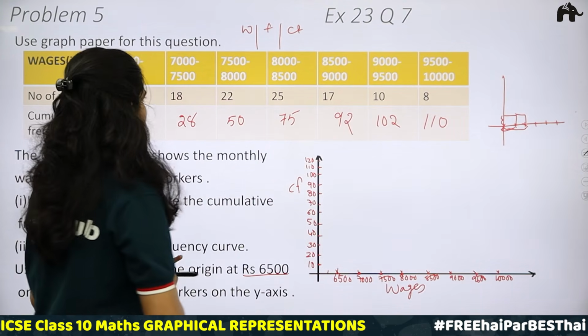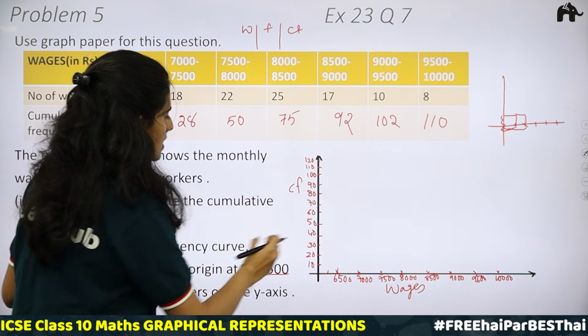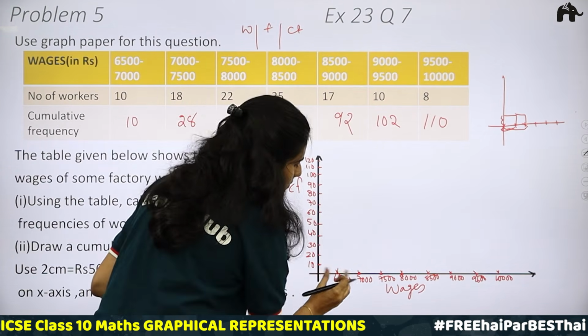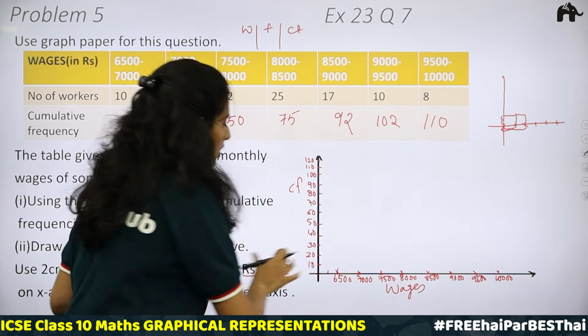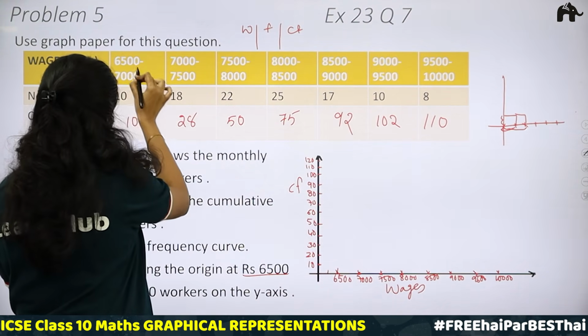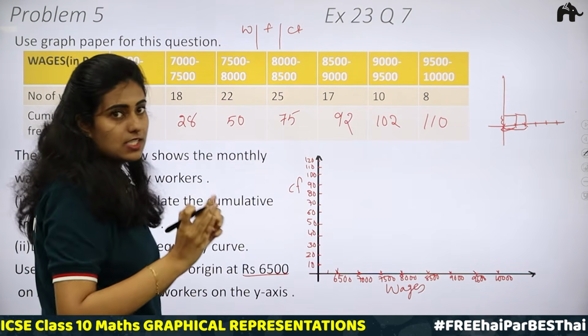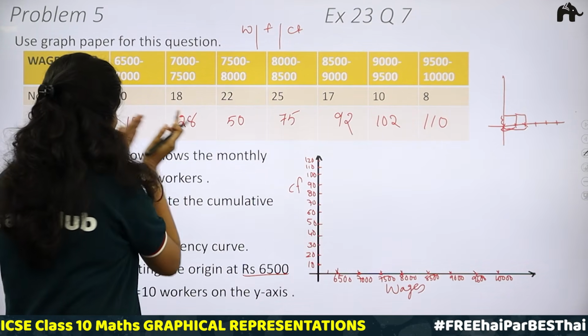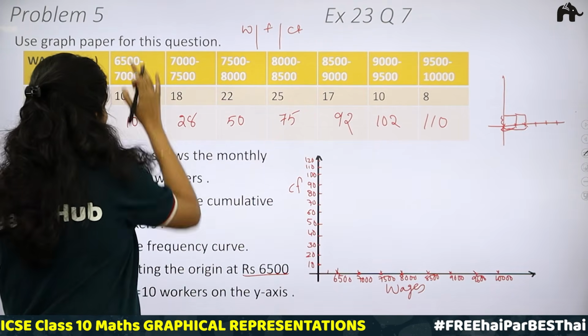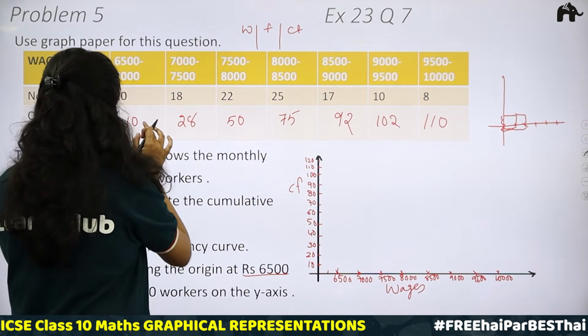Okay, now let us mark the values. So first 6,500. We are starting with 6,500, so every value less than 6,500 we are not including or representing. Okay, 6,500 to 7,000 means the values less than 7,000 and above 6,500 are included. That is 10.